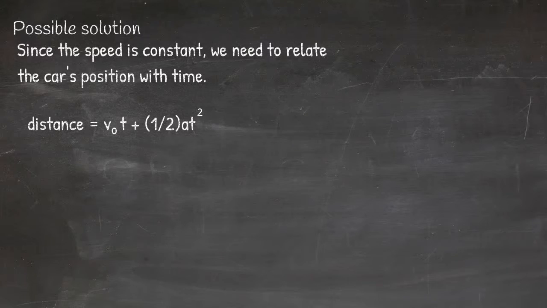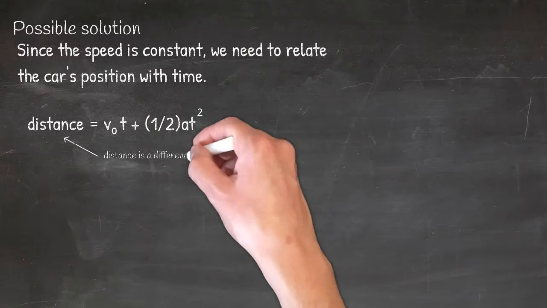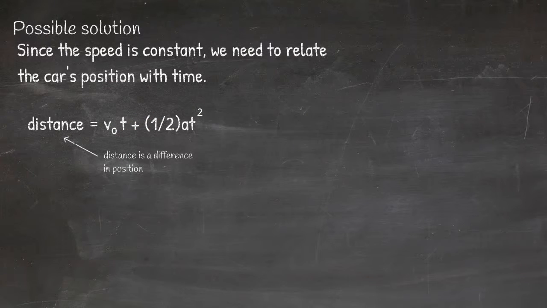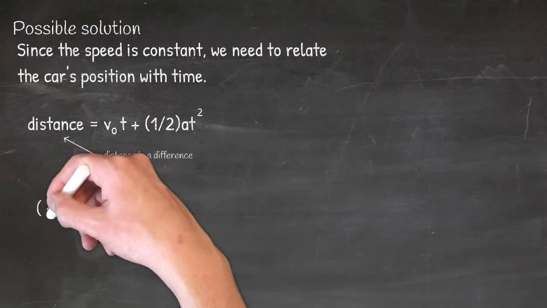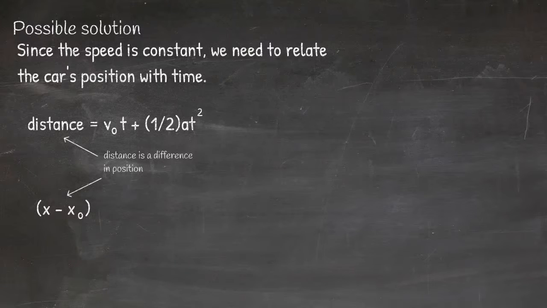Now in order to solve this problem, we just need to modify that equation a little bit because this measures distance and I want to measure position. In order to do that, we just notice that distance is a difference in position, so we can write it that way. Instead of writing distance, I will write x minus x naught, which is the position the car is at time t, minus the original position where it started. The rest of the equation on the right hand side looks exactly the same.